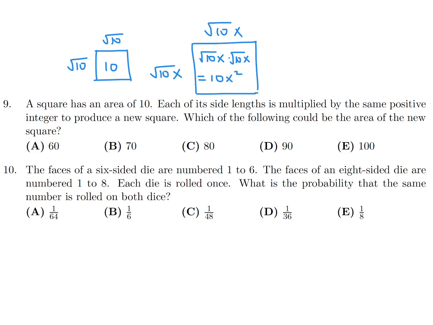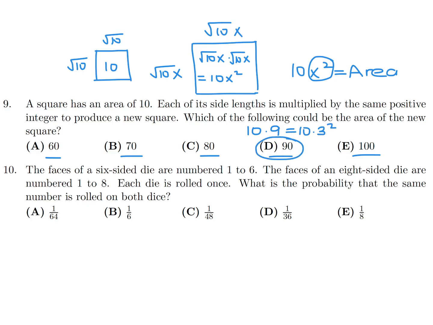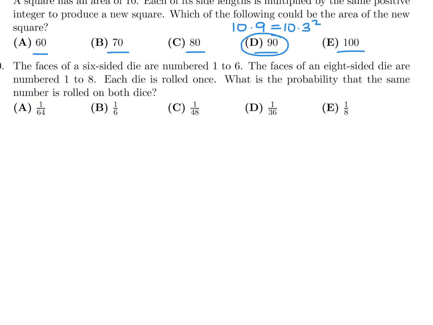Which of the following could be the area of the new square? Okay, so 10x squared is the new area. Okay, I got it. So basically all of these have to be a multiple of 10, which they are, all the answer choices, and then it also has to be multiplied by a perfect square. Which of those could be a perfect square? This one. 10 times 9, which is 10 times 3 squared. That's a nice question. Makes you think a little bit. Not a lot, but a little.